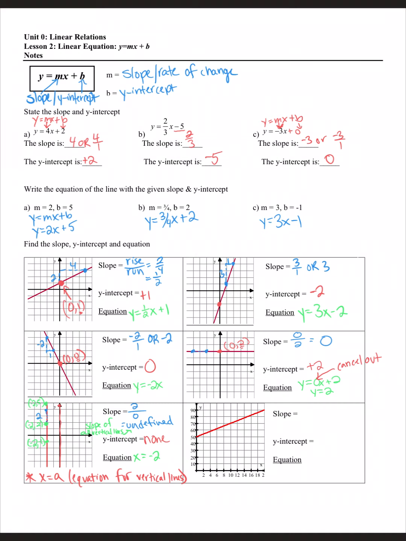Okay, and this is the equation for all horizontal lines. So we're just going to write y equals, we'll say b this time, okay, is the equation for horizontal lines. And something also to point out, our slope for horizontal lines is always going to be 0. So this is slope for all horizontal lines.